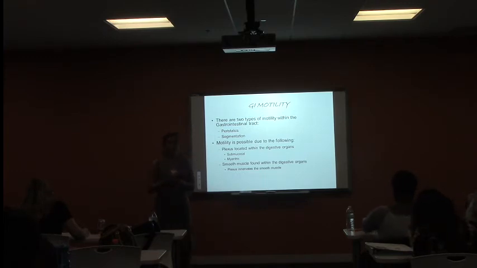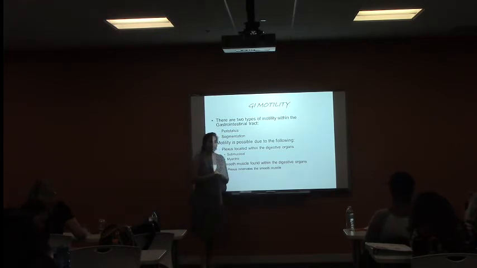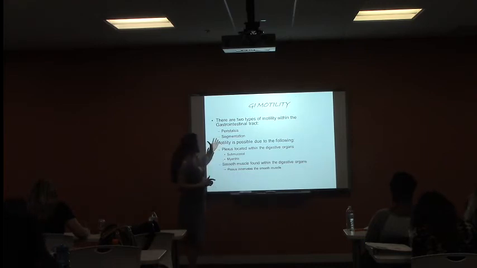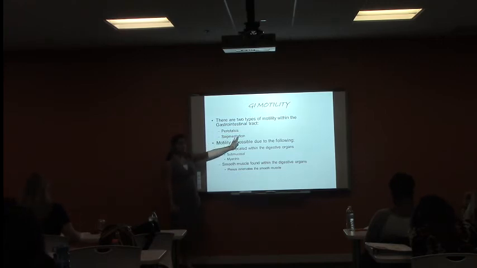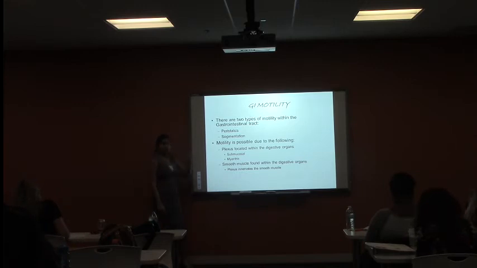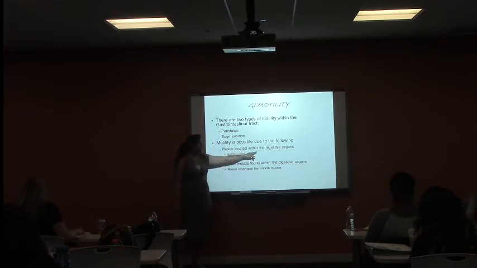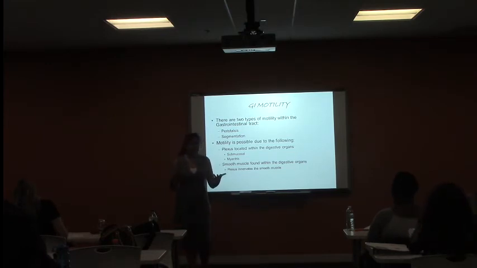Now let's talk about the GI motility. What does motility mean to you guys? There are two different types of motility within the gastrointestinal tract: peristalsis and segmentation. We'll talk about what they are in just a second. Motility is due to the following. We have plexus located within the digestive organs, which, as I said, are part of the parasympathetic nervous system.